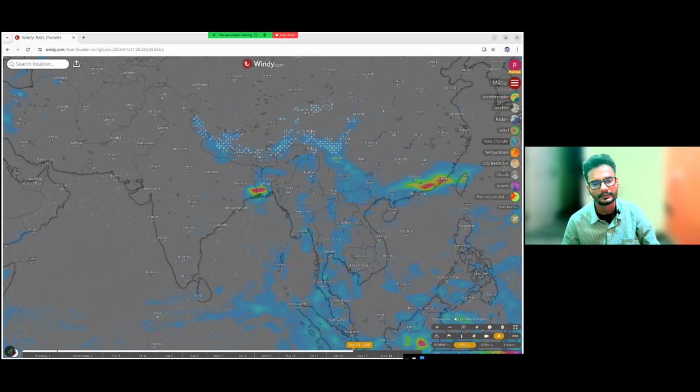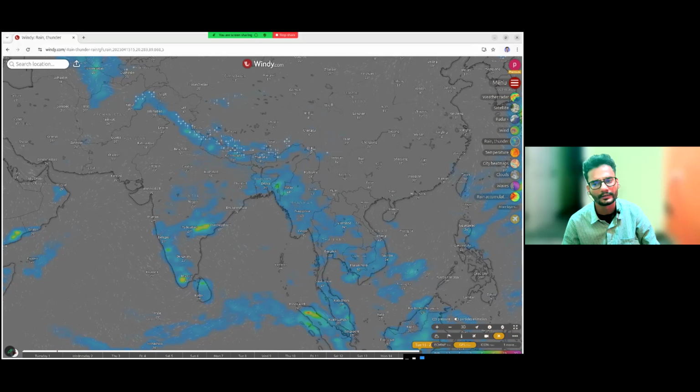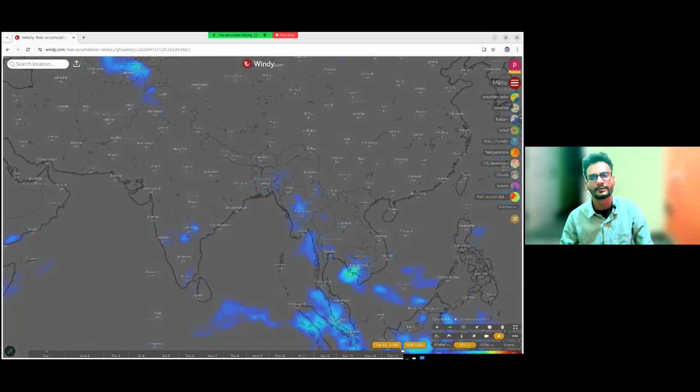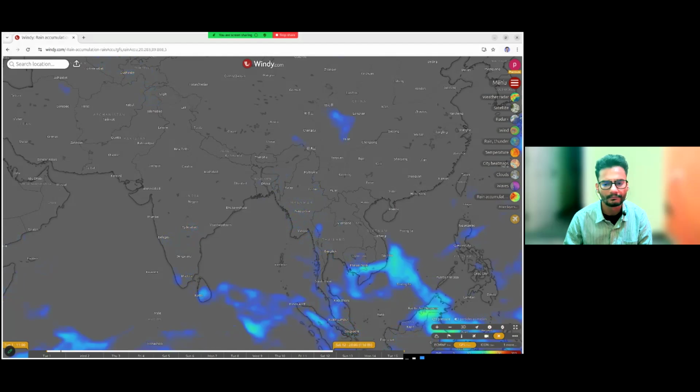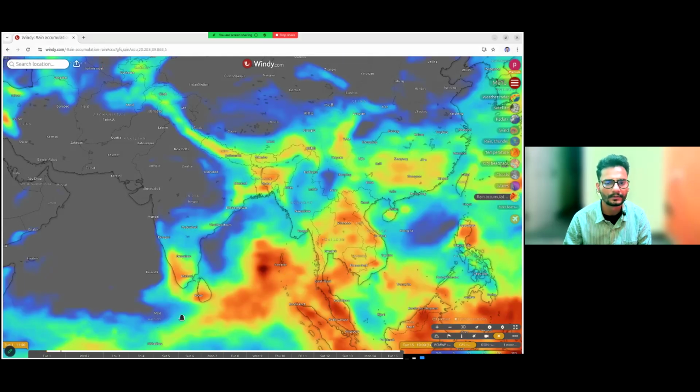Let's see how it unfolds. So most of the rainfall. Let's see the total rainfall activity. It will give us a broader idea as to how much rainfall we can expect. So let's see the accumulated rainfall for the next 8 days, for instance, up to the 15th.